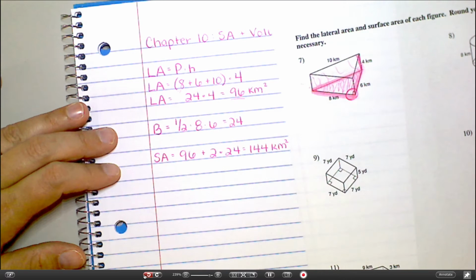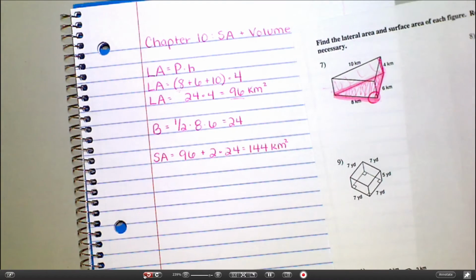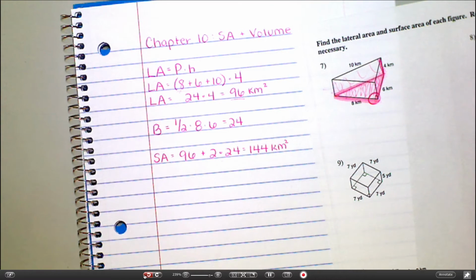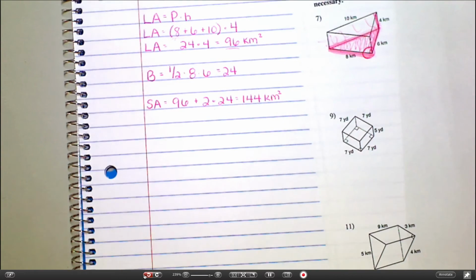Does that make sense? Let's just do 96 plus 48 equals 144. I just wanted you to see the reason that I have 2 triangles. So I wanted you to see how I'm putting 2 triangles on there.